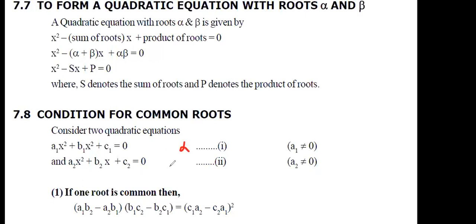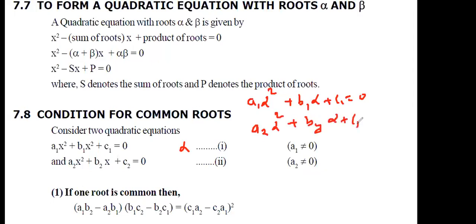Suppose the common root is alpha. This alpha will satisfy both the equations, yes or no? So I can write the first equation like this: a1 alpha square plus b1 alpha plus c1 is equal to 0. And the second equation will be a2 alpha square plus b2 alpha plus c2 is equal to 0. Yes or no? Everyone got the concept till this point?